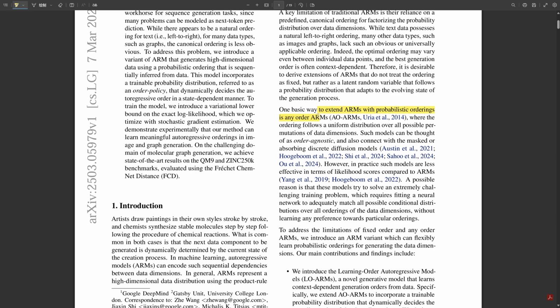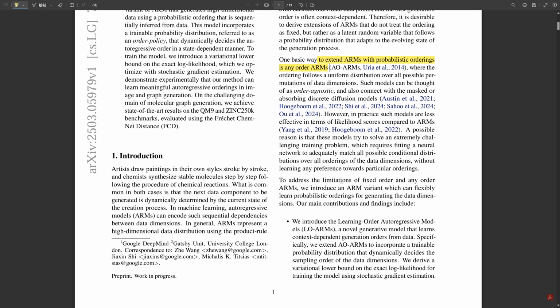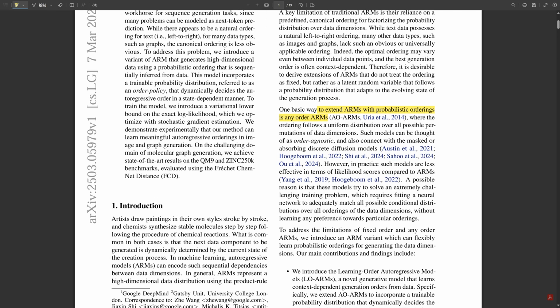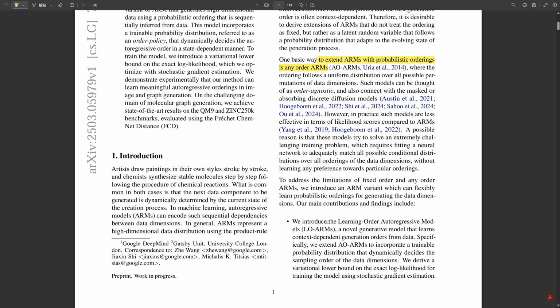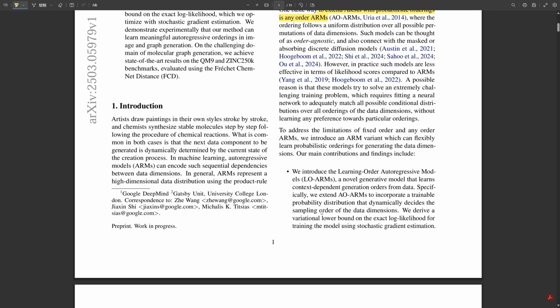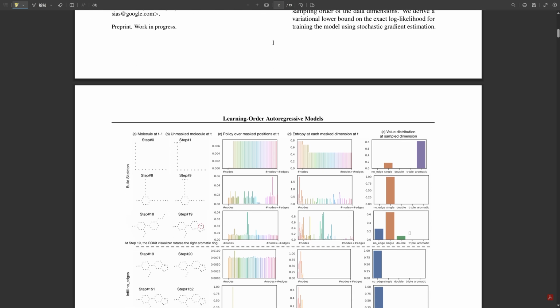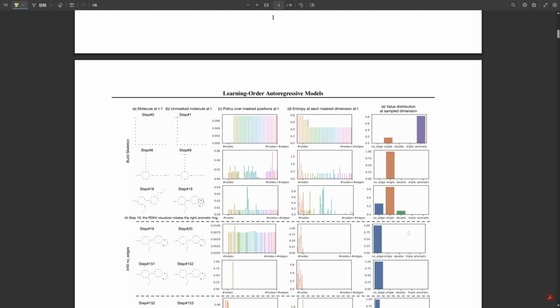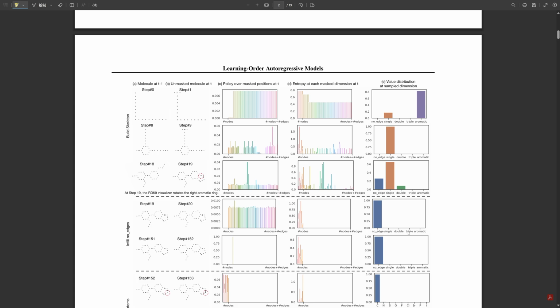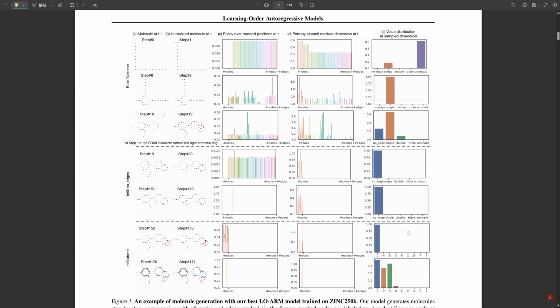So people tried to fix this. I remember reading about any-order ARMs, AO-ARMs. What was the idea there? Well, the idea with AO-ARMs was basically to embrace the ambiguity. Instead of a fixed order, they tried to train the model to work with any possible order. Any order, how does that work? They treated the generation order as a kind of hidden variable and assumed a uniform distribution over all possible permutations. So every sequence of generating the data points was considered equally likely during training.